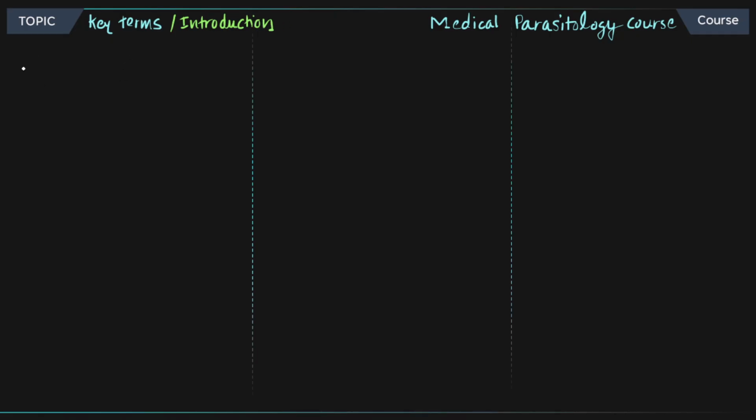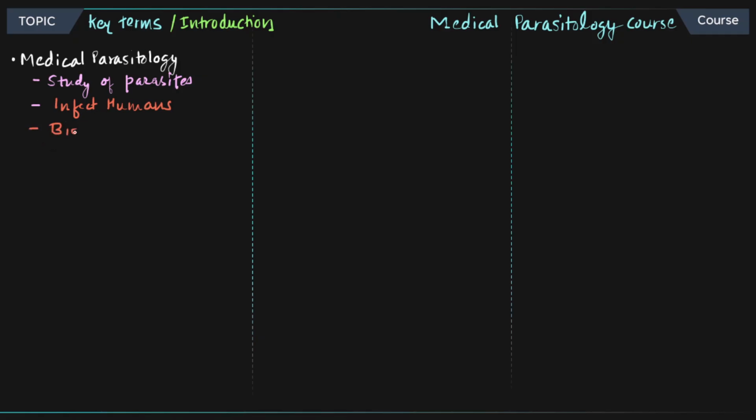So let me write it down, medical parasitology. Parasitology is nothing but the study of parasites. So that's point number 1. In this one, we study different kinds of parasites, right? And especially those parasites that are important for humans. Basically, those that infect humans are the parasites we study in medical parasitology. And we also study in detail the biology of the parasite, and what their life cycle is, where they live, what they eat. All those things are covered.